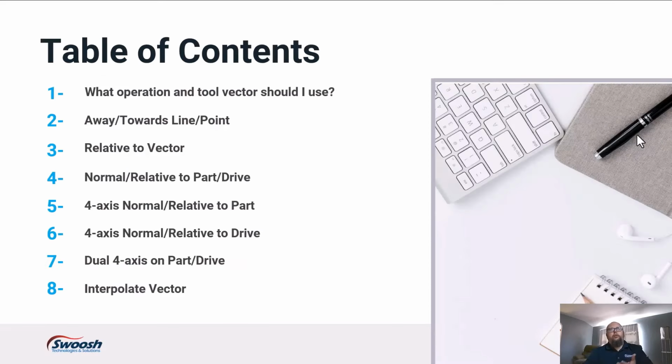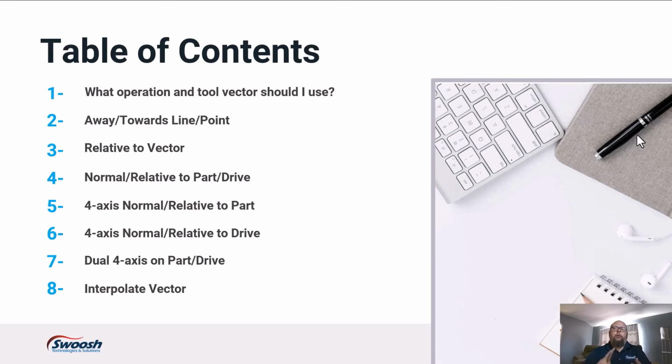So I think what we're going to do is talk a little bit about how the decision-making process goes when we're thinking about what operation to use, what tool vector to use. In my mind, it's a little bit of a cyclical thought process, because not all operations support all tool axis controls. Not all operations support all tooling types. So there's a few things you have to think about.